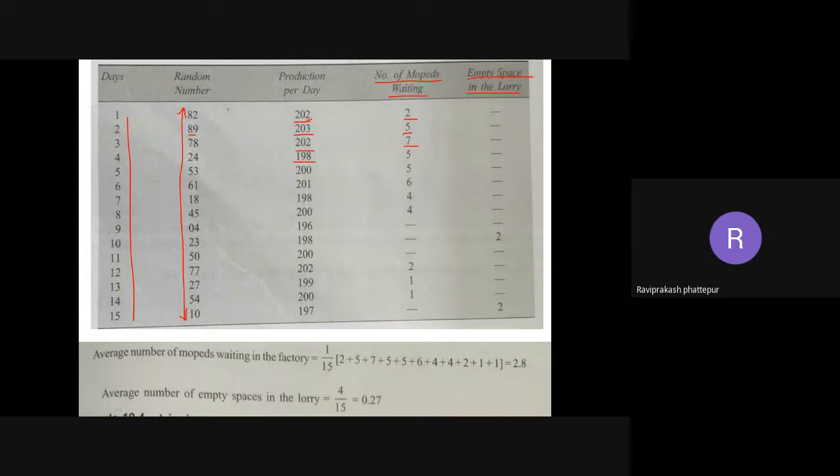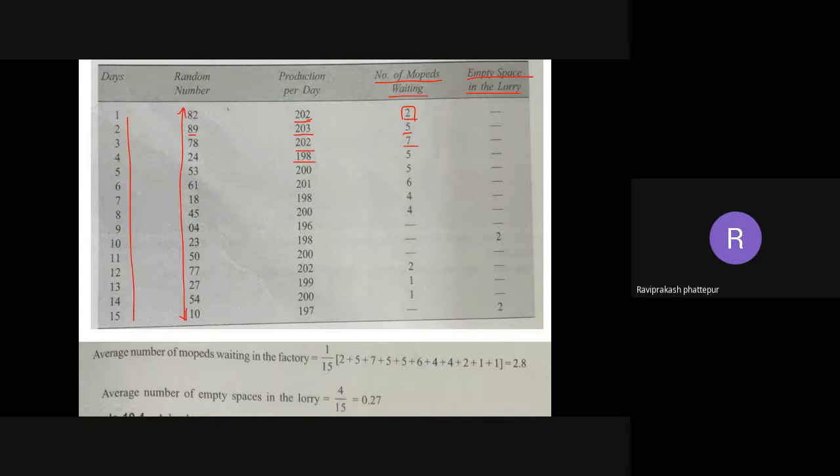As we are producing more, only the waiting will be there for the mopeds per day, and there will be no empty spaces because we have already filled, and the extra is waiting. For that we cannot do anything. There will be mopeds waiting because the maximum number of mopeds that goes into the truck is only 200. Anything less than 200, then we will be having empty space.